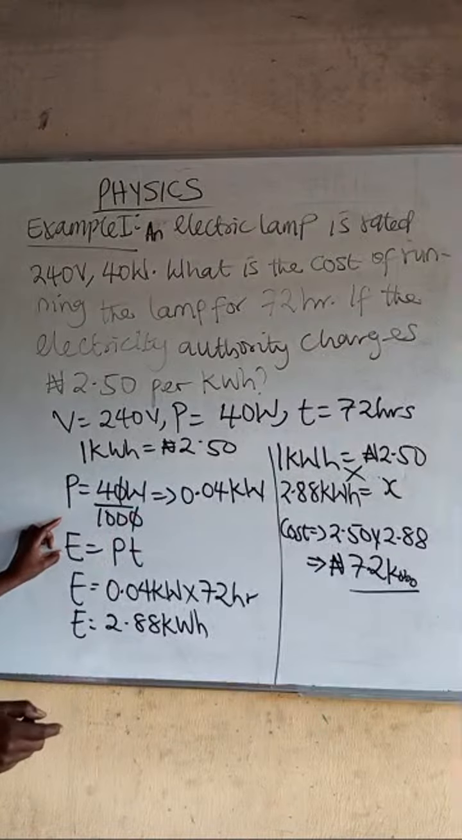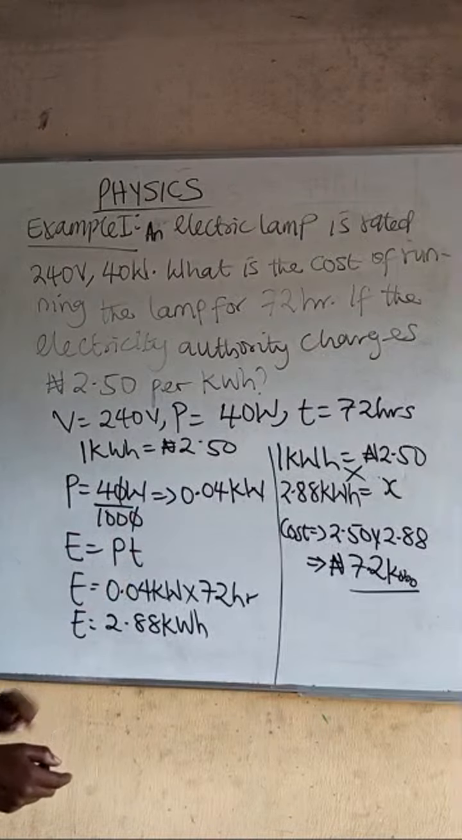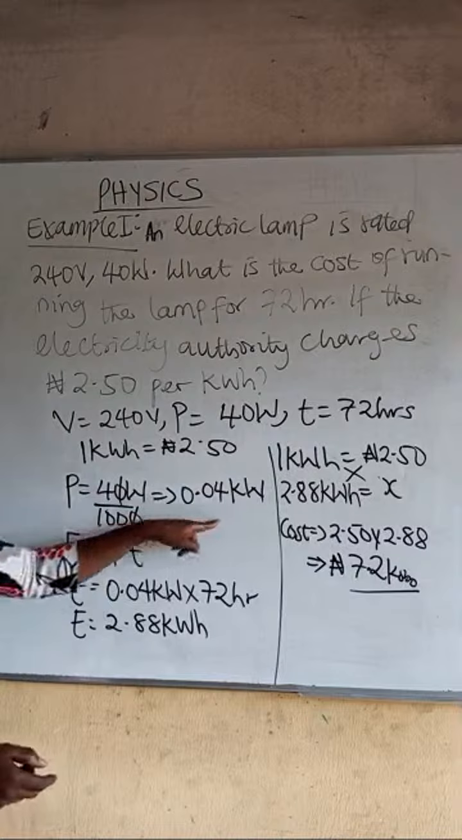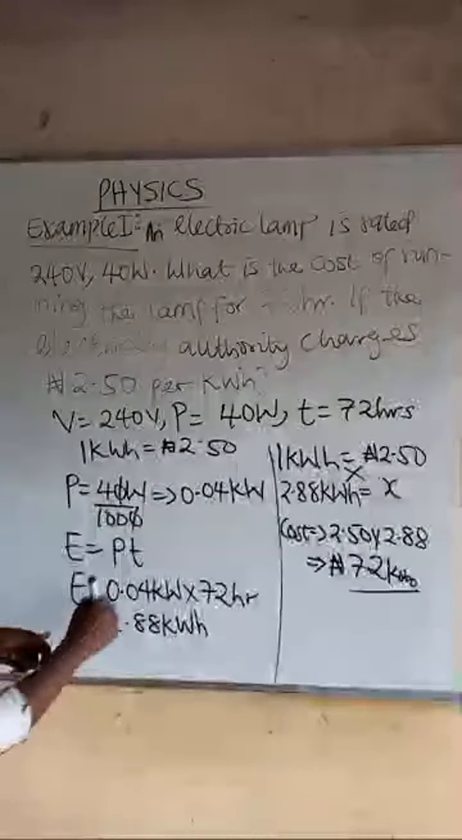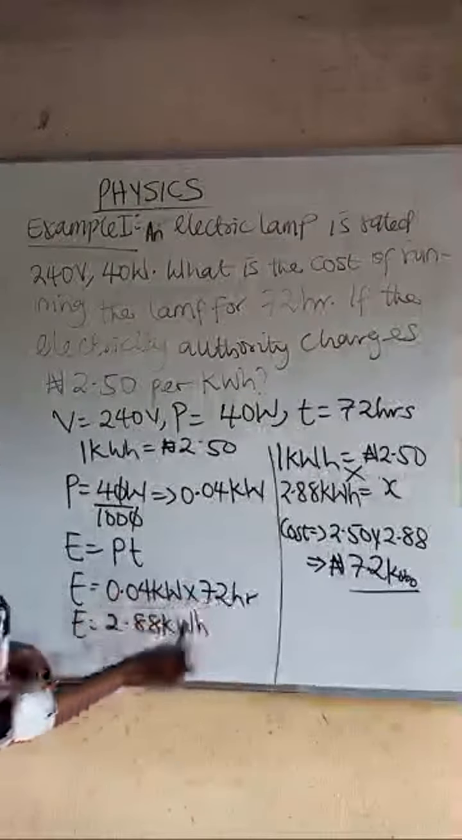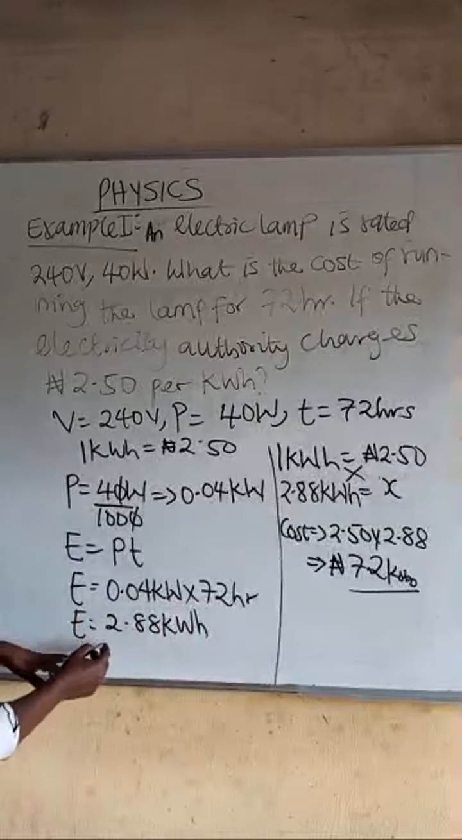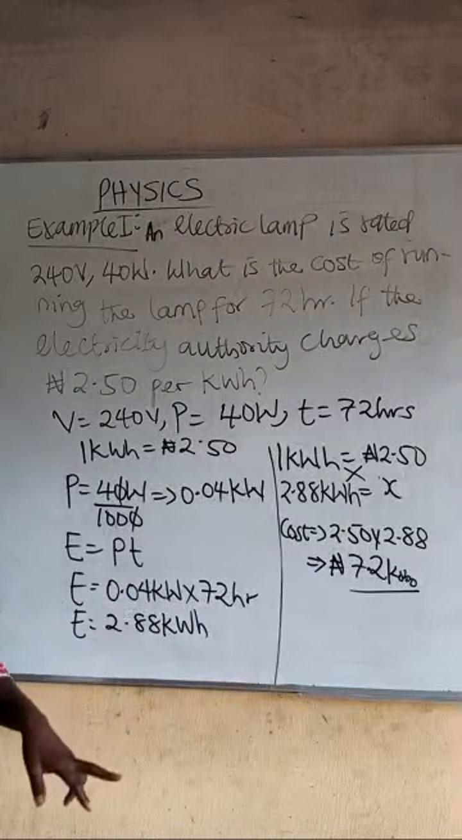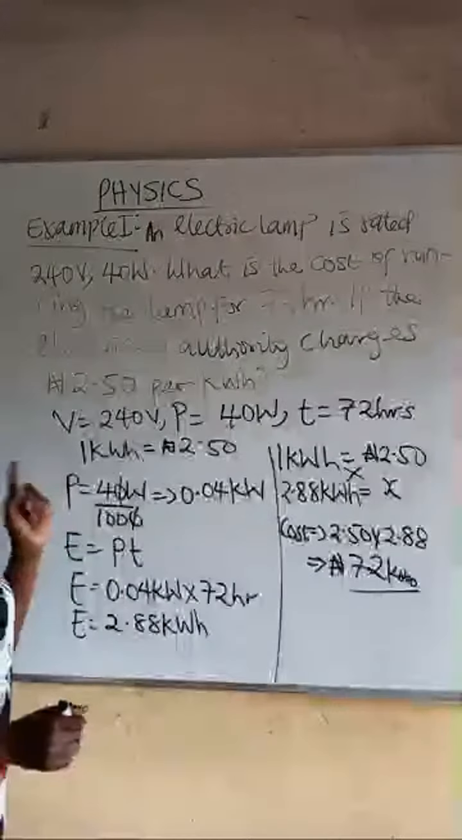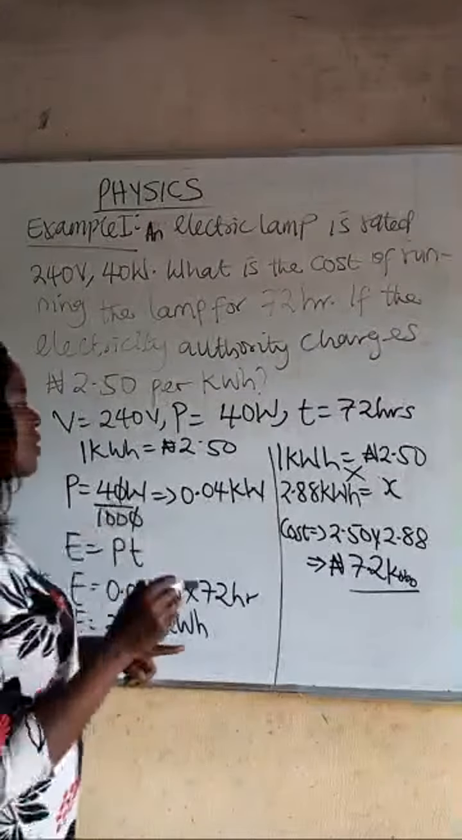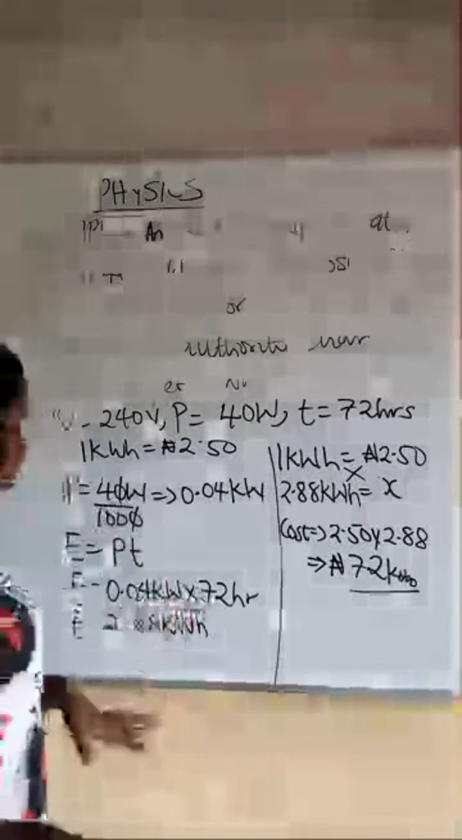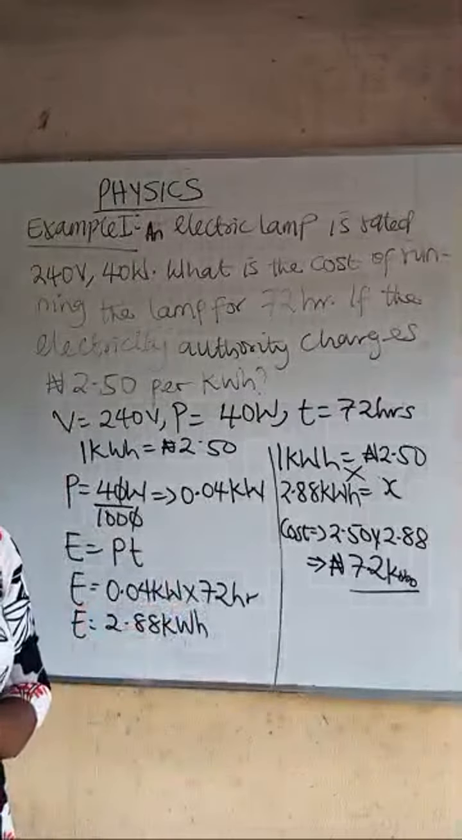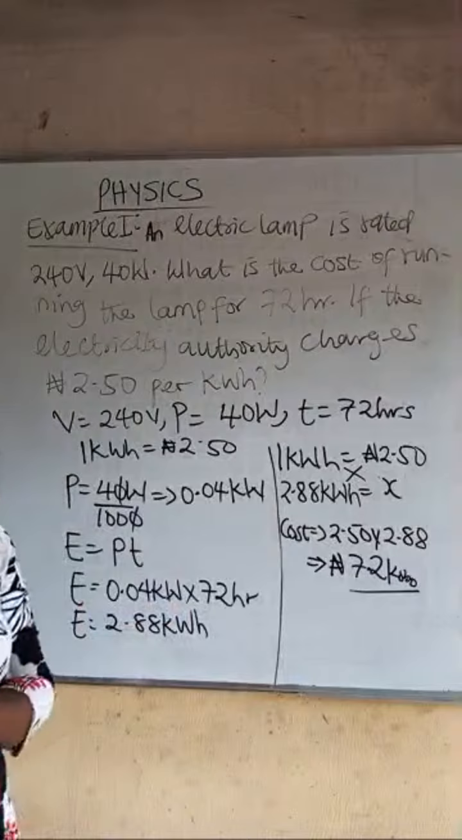Then electrical energy is power times time. My power is 0.04 kilowatts multiplied by time, which is 72 hours. By the time you multiply, you're going to get 2.88 kilowatt hour. But from the question, 1 kilowatt hour is 2 naira 50 kobo. Therefore, what will 2.88 kilowatt hour give us? That is the cost we're actually looking for.